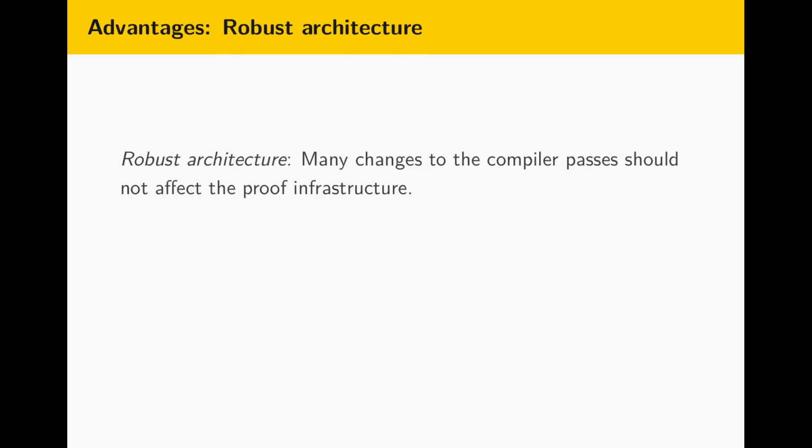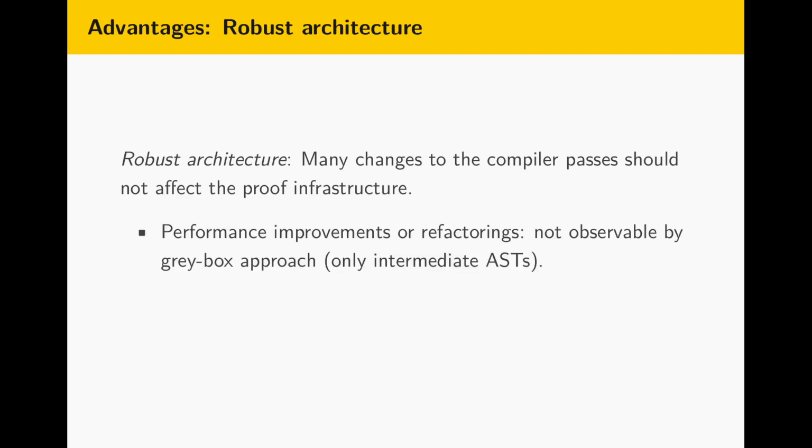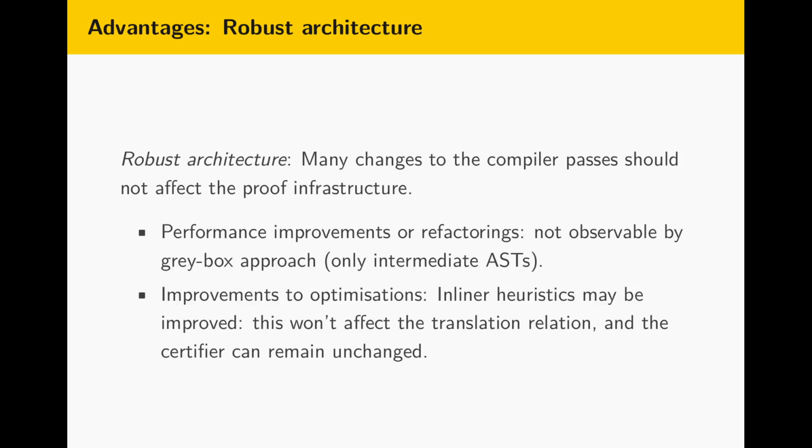And finally, we find that this certification architecture is robust in the sense that many changes to the compiler don't have to affect the proof infrastructure. For example, if the performance of the compiler is enhanced or the source code is refactored, this is not observable since we're only depending on the intermediate dumped programs. Also, if a compiler pass is changed, for example, the inliner would use different heuristics, this means that the translation relation is completely unaffected and the certifier does not have to be touched.